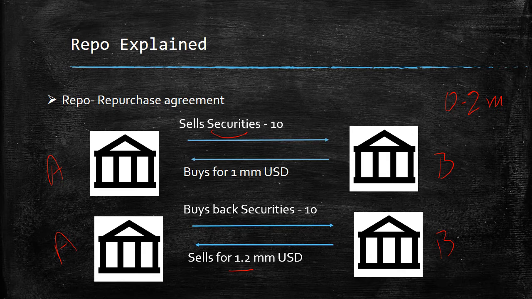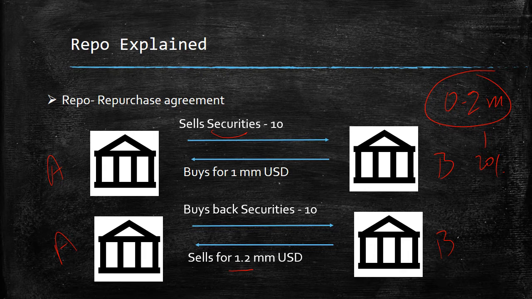Yes. So while this may look like a repurchase of securities, ultimately it is a loan. Bank B has given a loan to Bank A at an interest of 0.2 million, which may be translated to say 20%. And the whole transaction is very secure. Why?